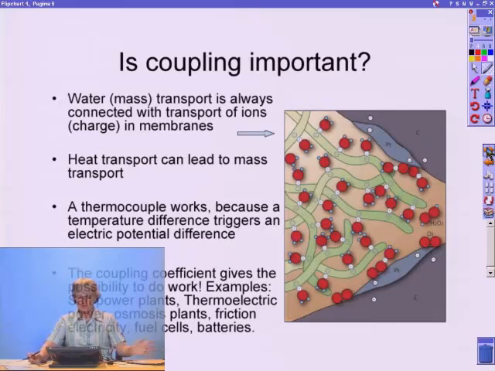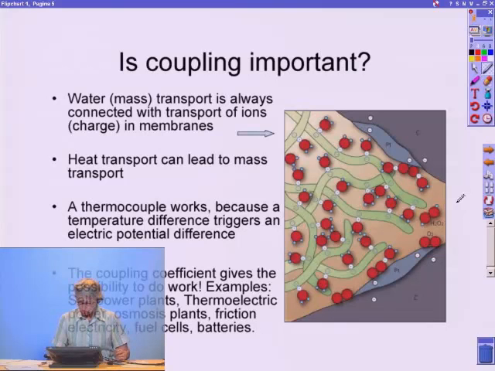Is coupling important? Well, I have taken along a picture here from the polymer electrolyte fuel cell to explain to you why it is important. The polymer electrolyte fuel cell consists of these green polymers pictured here, which are charged. You see they have negative sites on the picture. These charges are compensated by protons, the little white dots with a plus here.